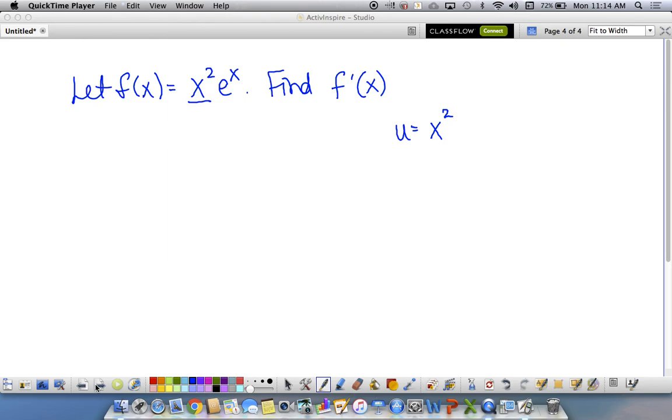What's the derivative of x squared? This time I'm going to write u prime is 2x. What's my second? What's my v? You see it? It's e to the x. What is my v prime? Yeah, the derivative of e to the x is always going to be e to the x.